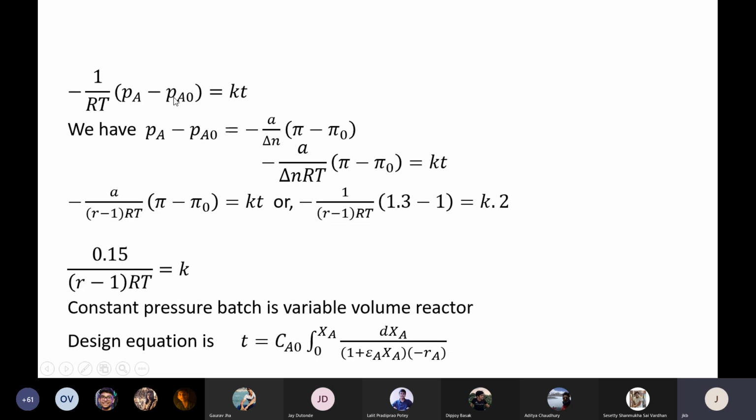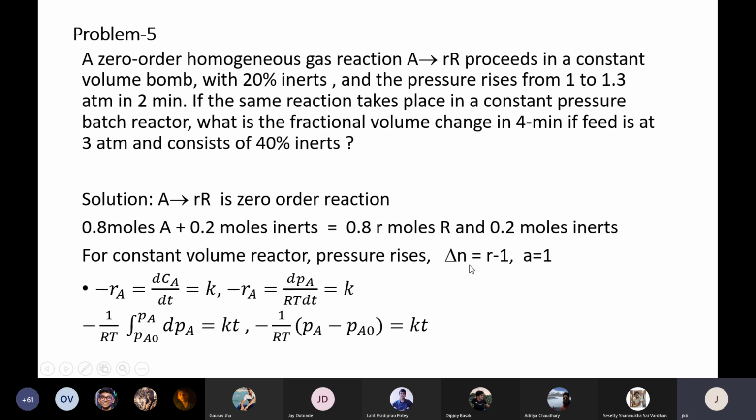It is the partial pressure of A. And fortunately here only one reactant is present, so this partial pressure sometimes may be total pressure also. But still you can use this relationship, that is the relation between partial pressure and total pressure that I have discussed in some previous classes. And a by delta N, it is known. A is 1, and delta N we already found is R minus 1.